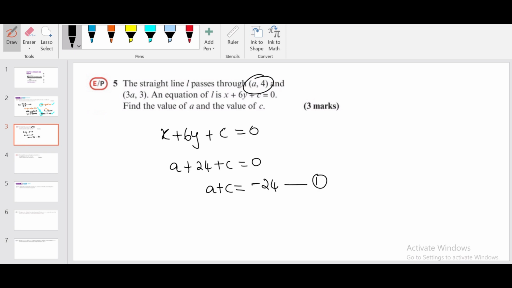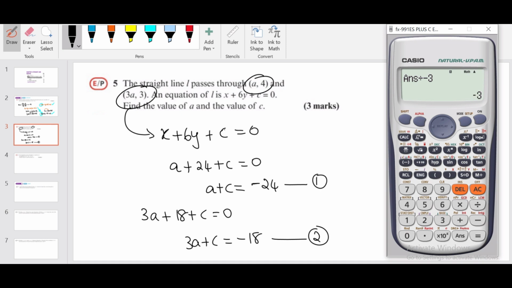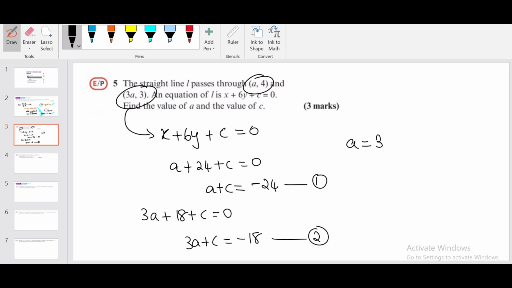Do the same thing with the second point. Sub in here. You will get 3a plus 6 threes are 18 plus c is 0. 3a plus c is negative 18. Equation number 2. Solve the simultaneous equations. Equation 1 is negative 24, equation 2 is negative 18. You get 3 and negative 27. a is equal to 3. c is equal to negative 27.